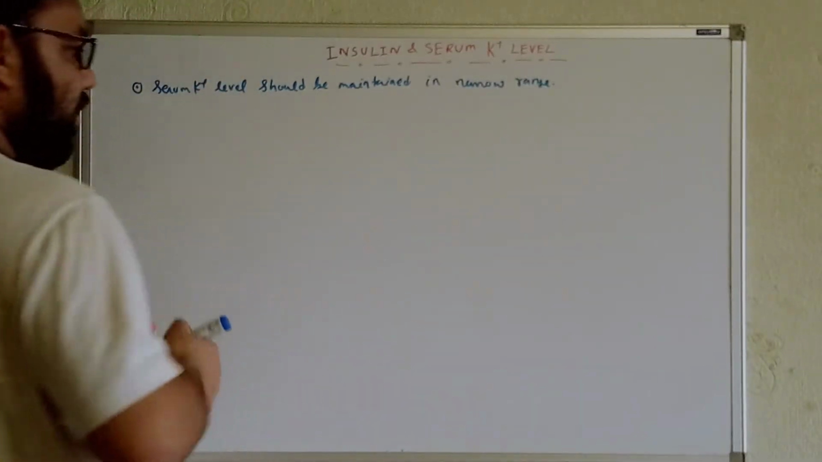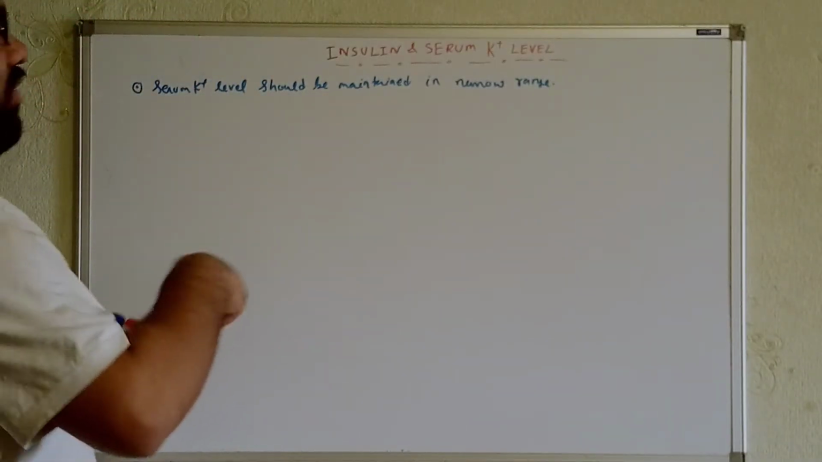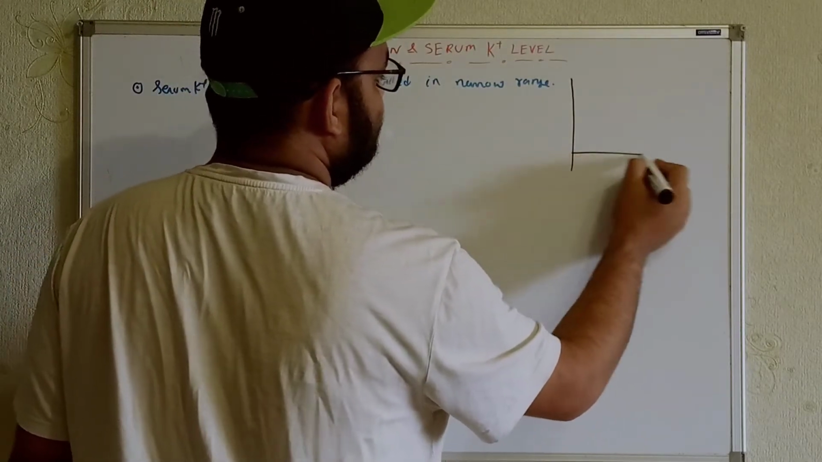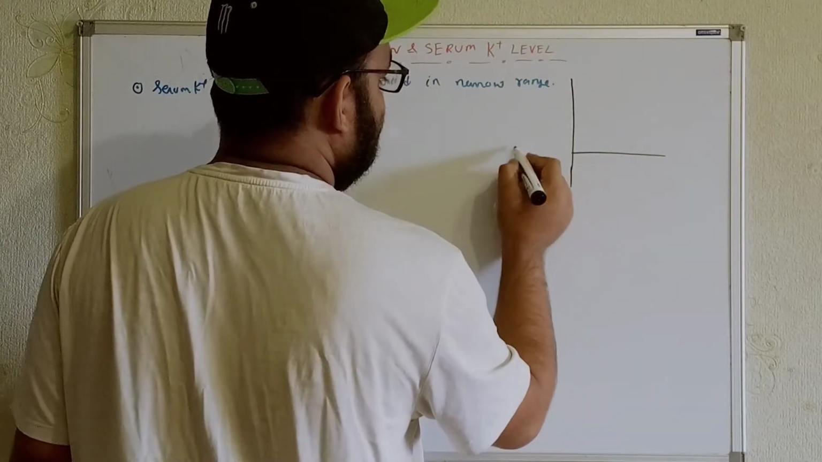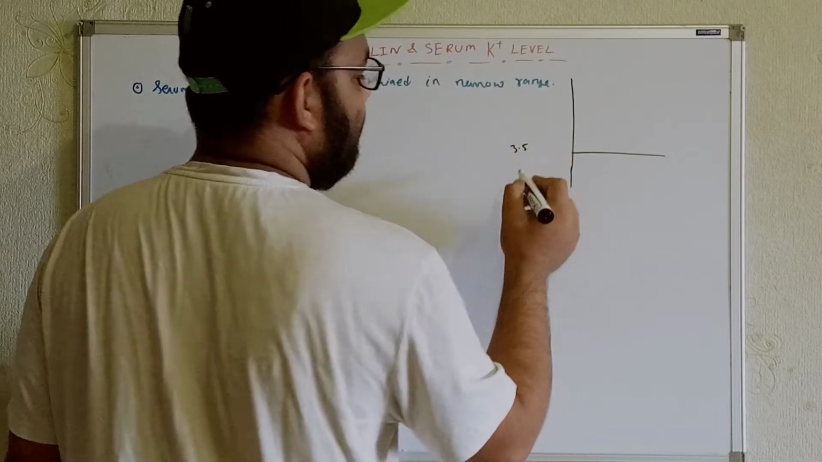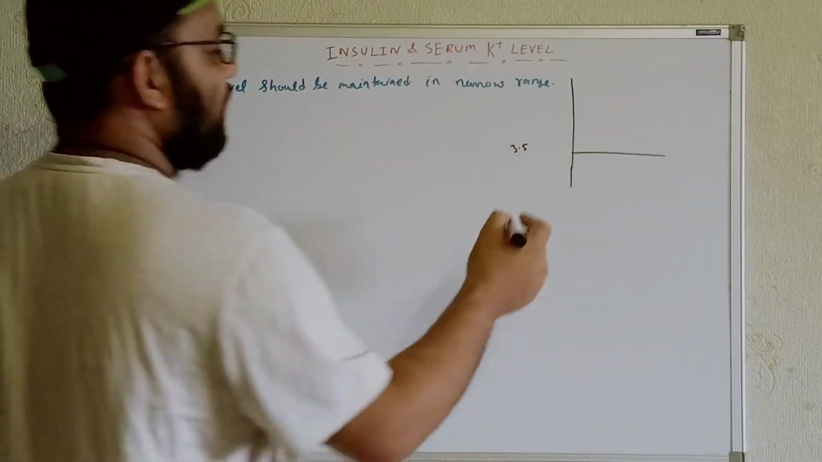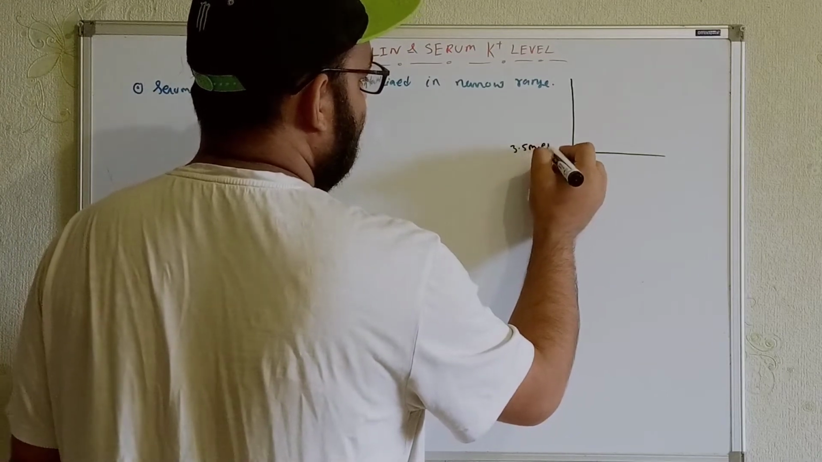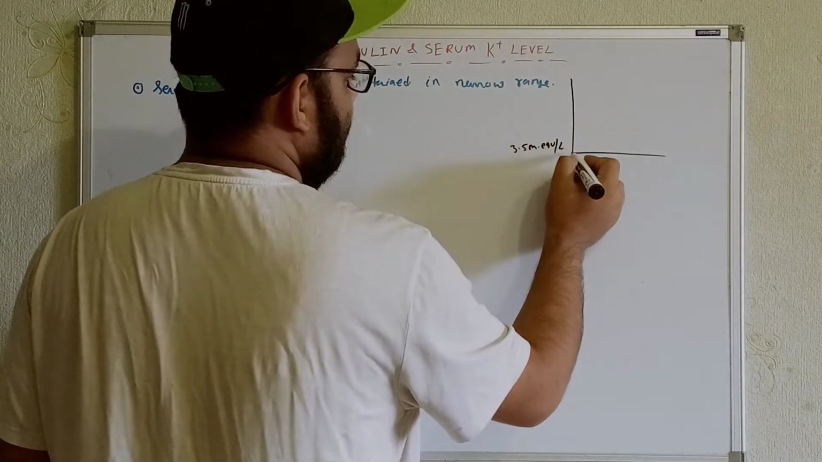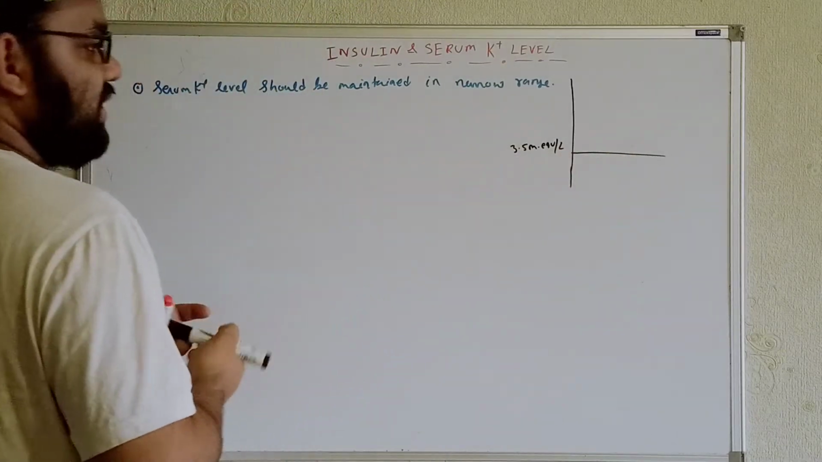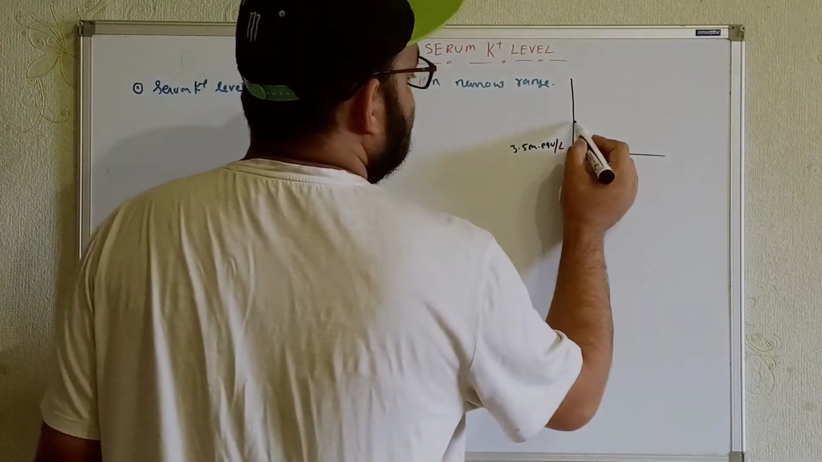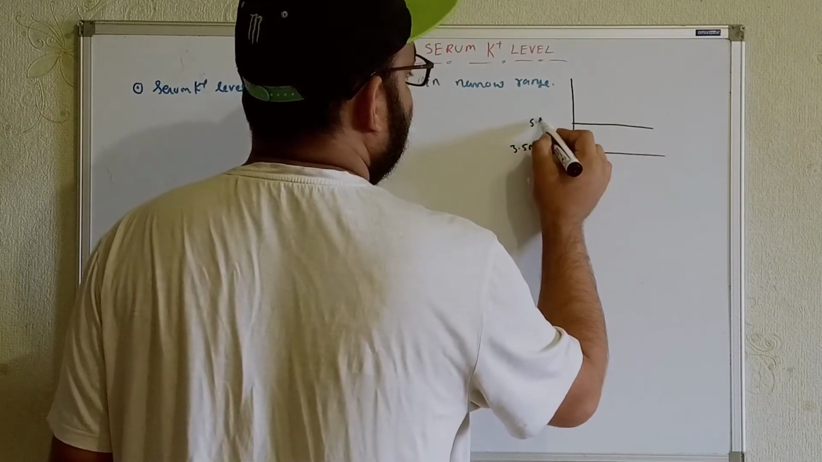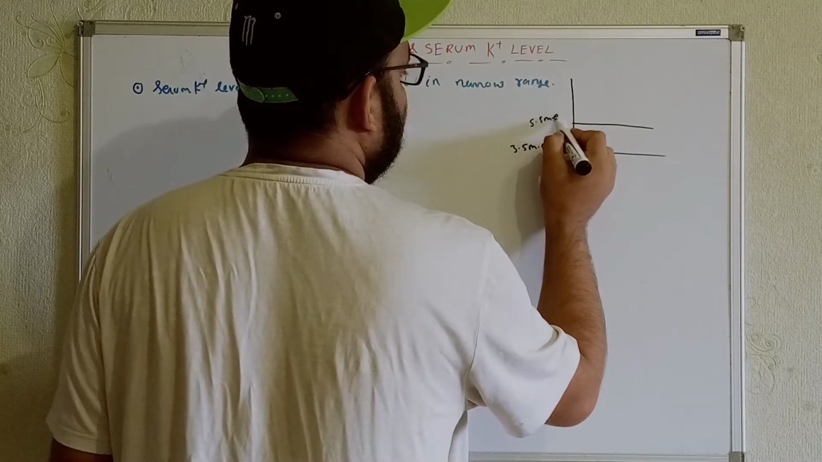If you draw a graph for it, just to show the values, for example, I'm taking the potassium level 3.5 milliequivalent, or millimole. We can write it in terms of milliequivalent or millimole per liter. So I'm writing milliequivalent per liter. 3.5 is the lower border for the potassium level, and the upper border is 5.5 milliequivalent per liter.